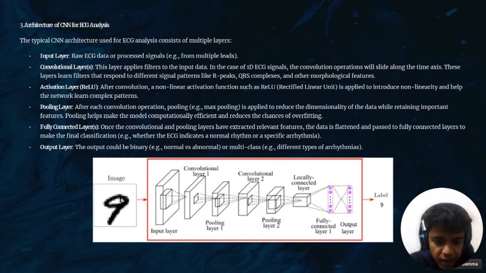Then there is the fully connected layer. Once the convolutional and pooling layers have extracted relevant features, the data is flattened and passed to the fully connected layer to make the final classification. Output layer: the output could be binary, which is normal electrocardiogram versus abnormal electrocardiogram, or multi-class, which could determine the different types of heart conditions of a person.